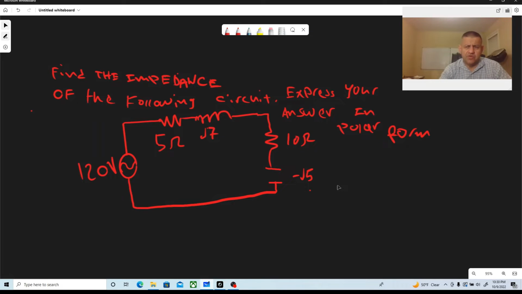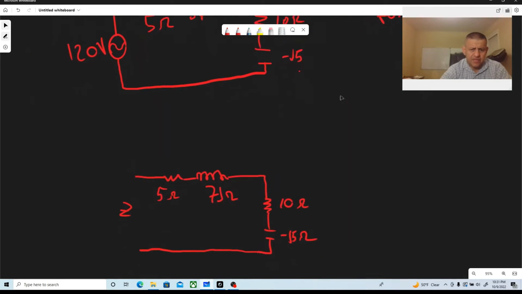Hey everybody, today we'll do another quick video on converting the impedance from a rectangular form to a polar form, right? So we are asked to find the impedance of the following circuit and express the answer in polar form.